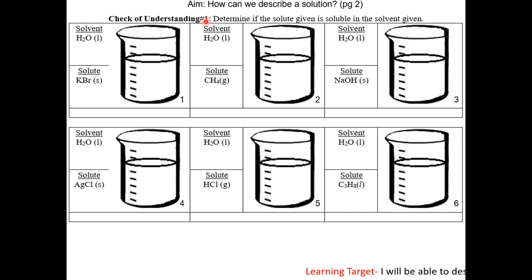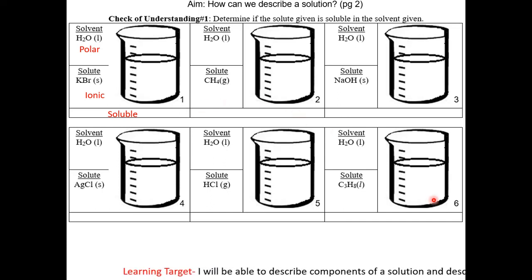Check of understanding number 1, determine if the solute given is soluble in the solvent. Let's look at the first example. Here we have water, which is a polar solvent, and KBr, which is an ionic compound. Ionic compounds typically dissolve in polar solvents, so this will be soluble. In addition, whenever you see an ionic compound and the solvent is water, check Table F on your reference table to see if it's soluble or insoluble. Take a moment to do 2 to 6 on your own, pause the video, and resume as completed.